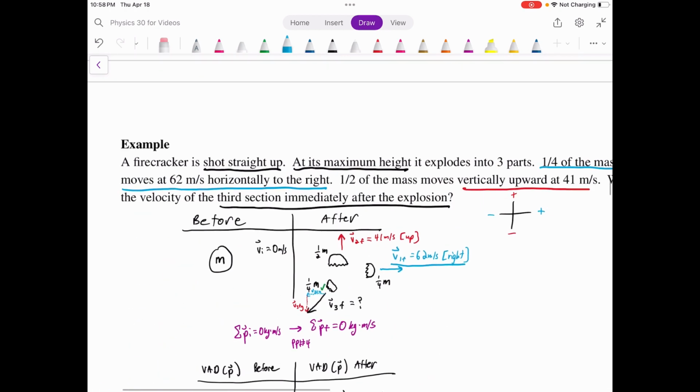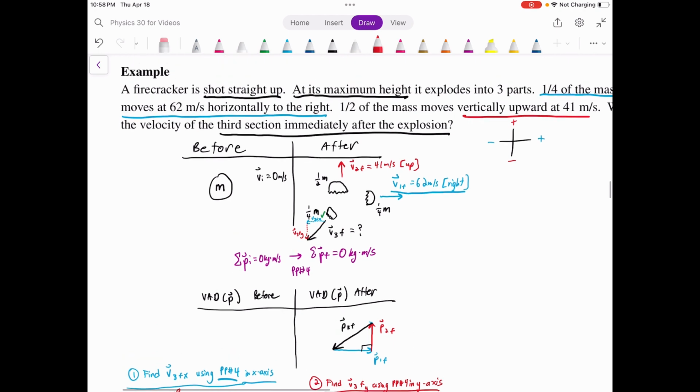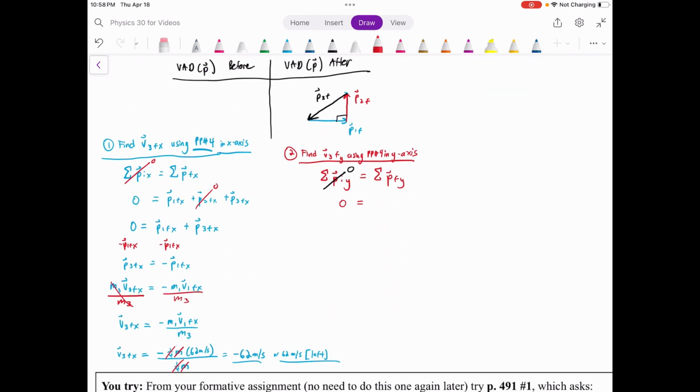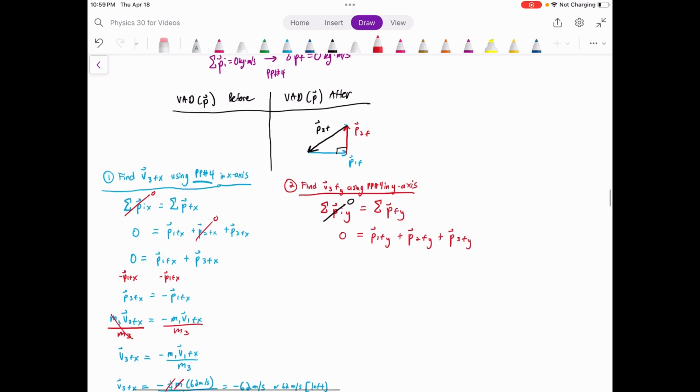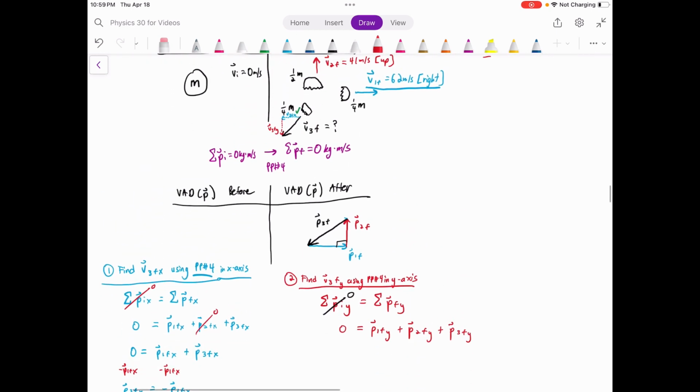And once again, it wasn't moving initially. So it wasn't moving up or down. It doesn't have any y momentum initially. So that's 0. So the whole left side of our equation now is just 0. And that equals the total final y momentum. Well, we've got 3 objects, so add up the y components of all their momenta, and you get the total final y momentum. And again, we know that has to equal 0 because that's what we started with.